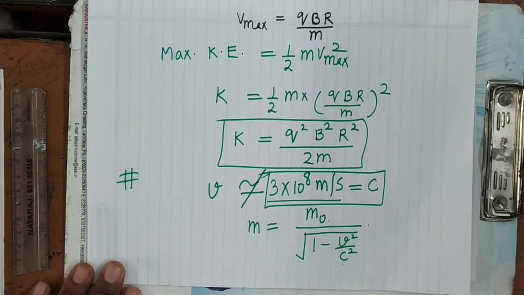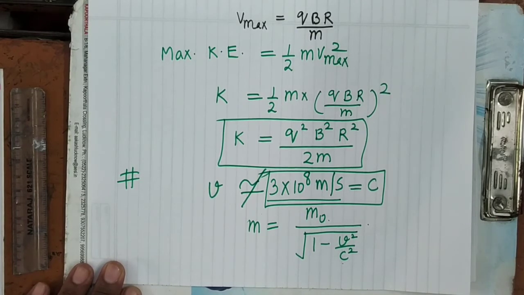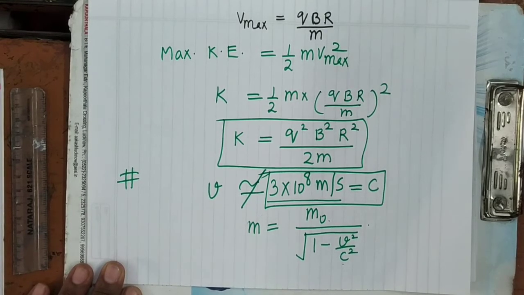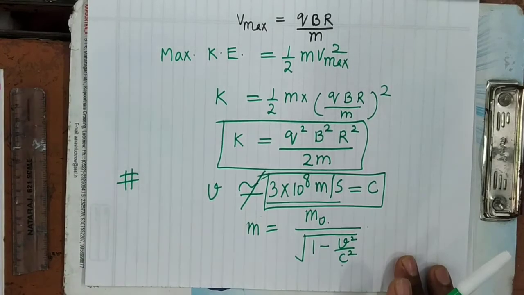It cannot accelerate uncharged particles. It is only for accelerating charged particles. It cannot accelerate electrons. And why? Because of their very small mass and acquiring very high speed. So these are some limitations of the cyclotron.